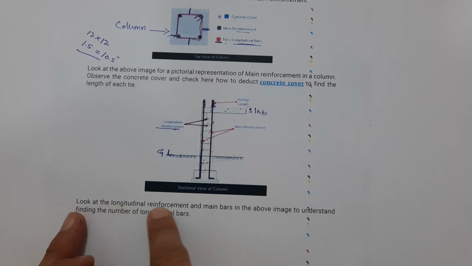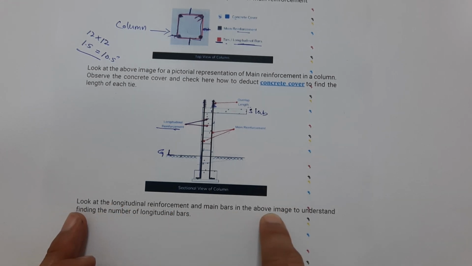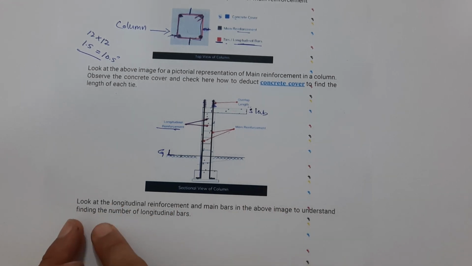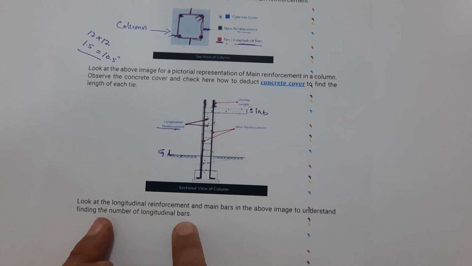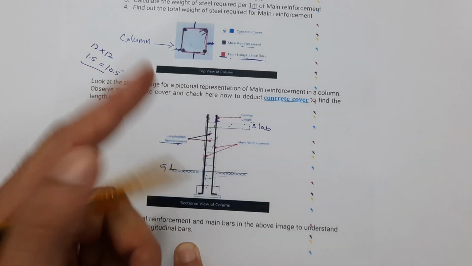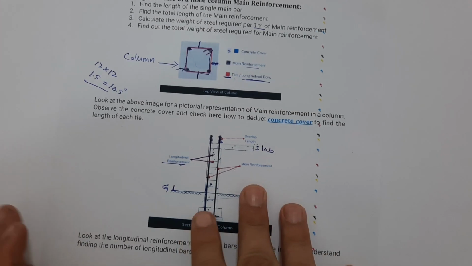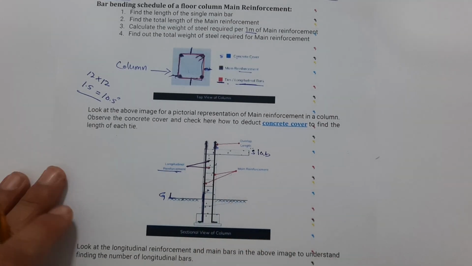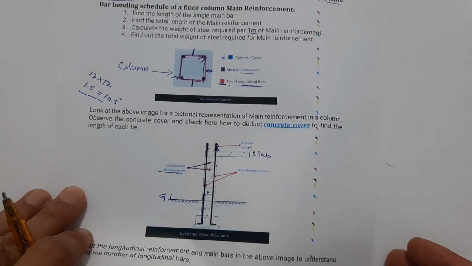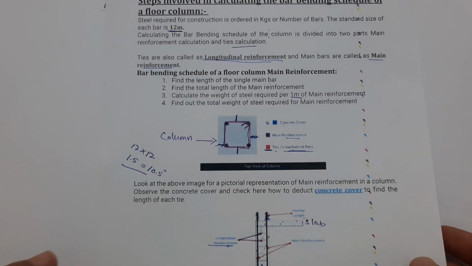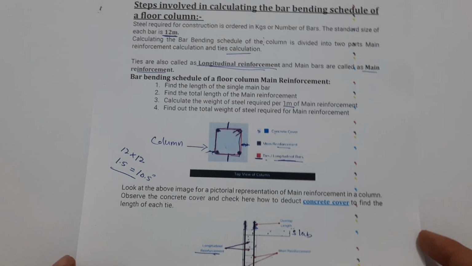Now look at the longitudinal reinforcement and main bars in the above image to understand how to find the number of longitudinal bars. You can see we have 4 numbers, so on one side you can see only 2 steel rods. Okay guys, so this is a very easy way to know the steps involved in calculating the bar bending schedule of a floor column. Hope this video can help you.